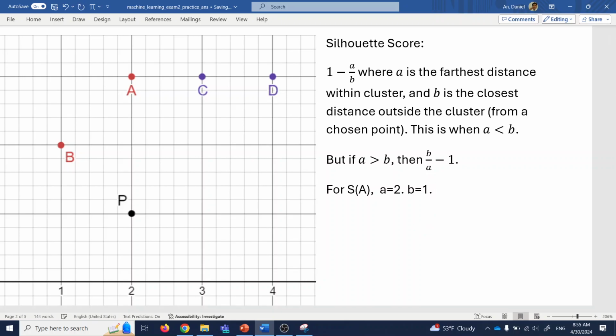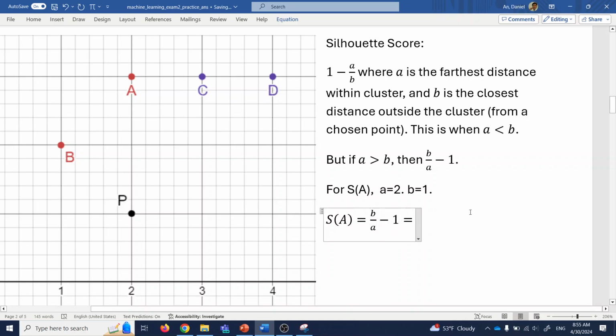And therefore, which formula do we use? The second one. Yeah, A is bigger than B. So that means we have S of A equals B over A minus 1, because A is bigger than B. So you get 1 over 2 minus 1, which is equal to negative 1 half. Okay, that's the silhouette score.